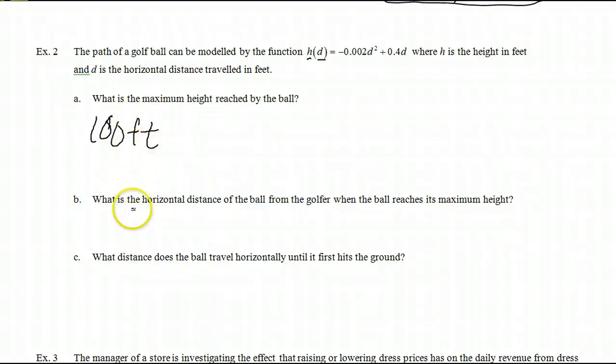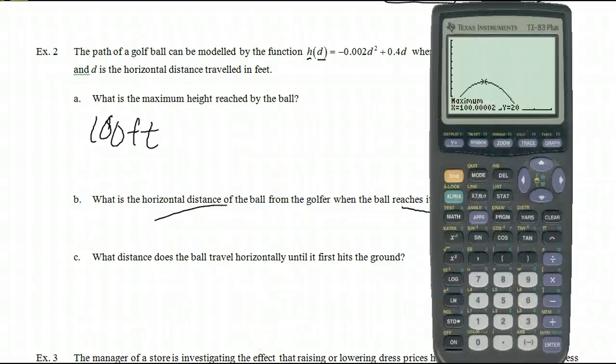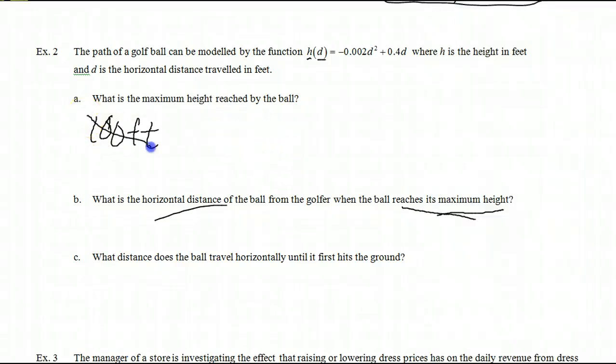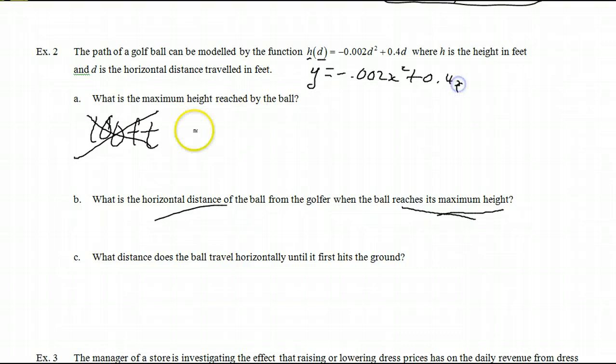What's the horizontal distance of the ball from the golfer when the ball reaches its maximum height? Okay, actually I think we had that. Look, wrong. The maximum height is 20, and that happened when the ball had traveled 100 feet. Let's go back and fix that. So the height, which is the y value, so remember we're writing this as y is equal to negative 0.002 x squared plus 0.4 x, so 20 feet.